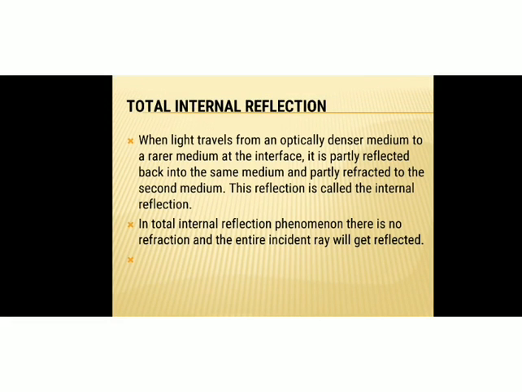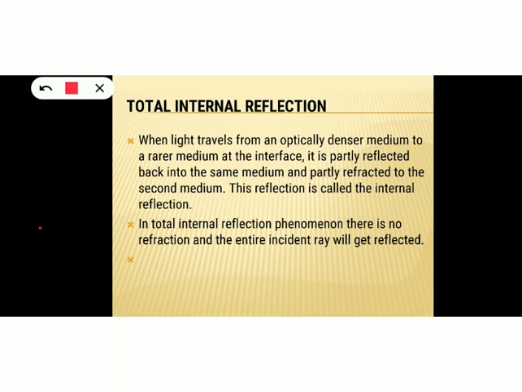Now let's begin with the most important concept of this chapter, that is total internal reflection. Light travels from an optically denser medium to a rarer medium. At the interface, it is partly reflected back into the same medium and partly refracted into the second medium. This reflection is called internal reflection. In total internal reflection, there is no refraction and the entire incident ray gets reflected.